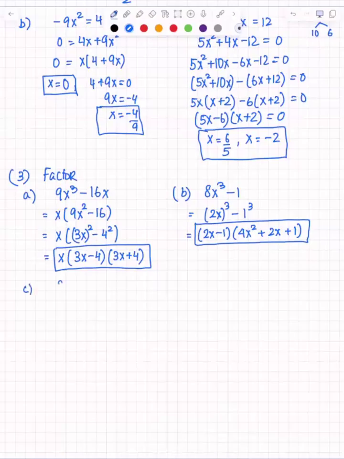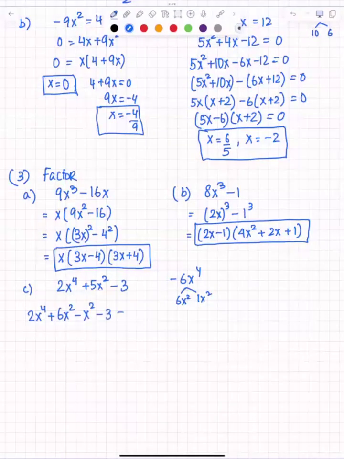Part C. 2x to the 4 plus 5x squared minus 3. Okay, do I know the factors of negative 6x to the 4 that will give me 5x squared? Yep, 6x squared and negative 1x squared. So copy the first term, plus 6x squared minus 1x squared minus 3.